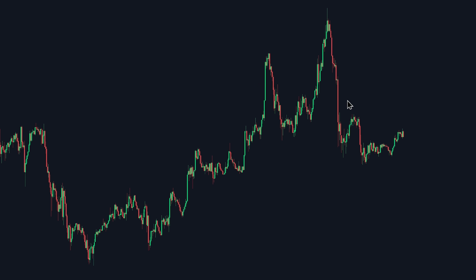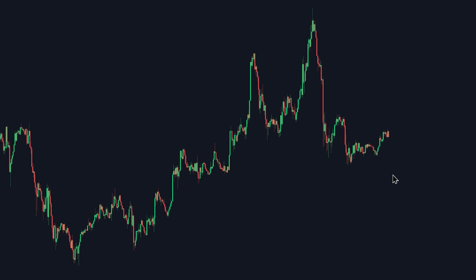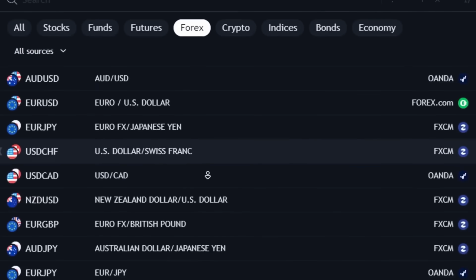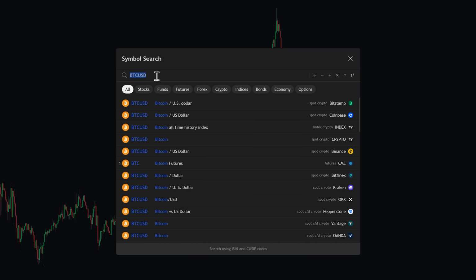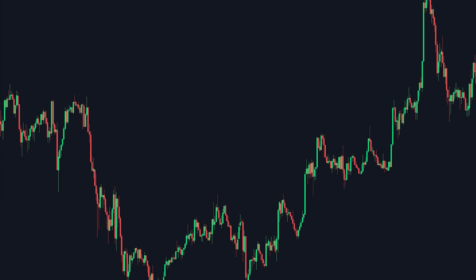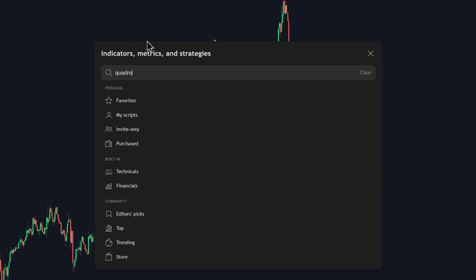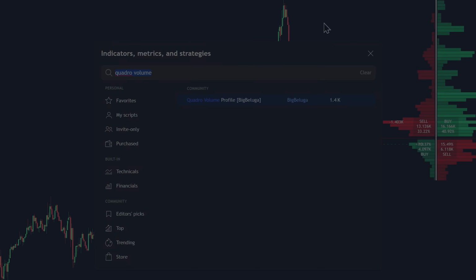Let's get into it. To get started with this indicator, you first of all want to go to TradingView, the platform I'm going to be using here. If you haven't signed up yet, there's going to be a link in the video description for you to do that. And then you want to open any trading security that you like in any time frame. For me, I'm going to be using the 1 hour time frame of BTC USD. Next, click on indicators and type in Quadro Volume Profile, and then you want to select this one by Big Beluga. Once you've added it, this is how it's going to look.